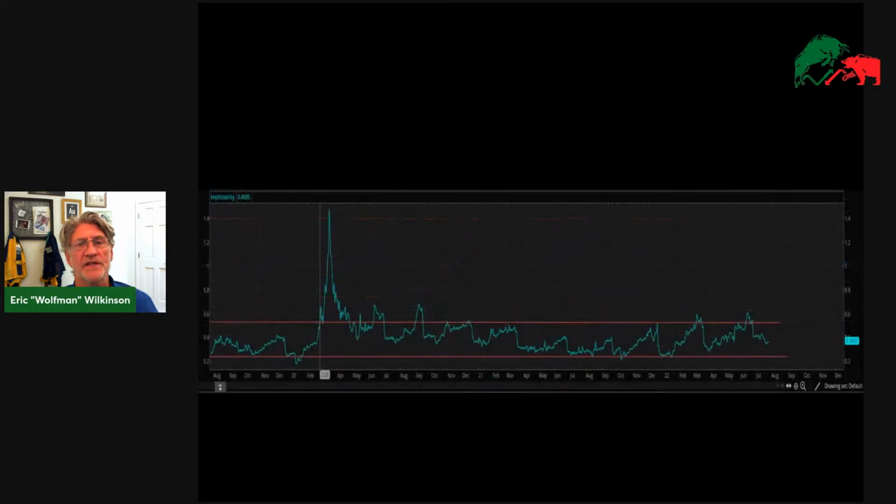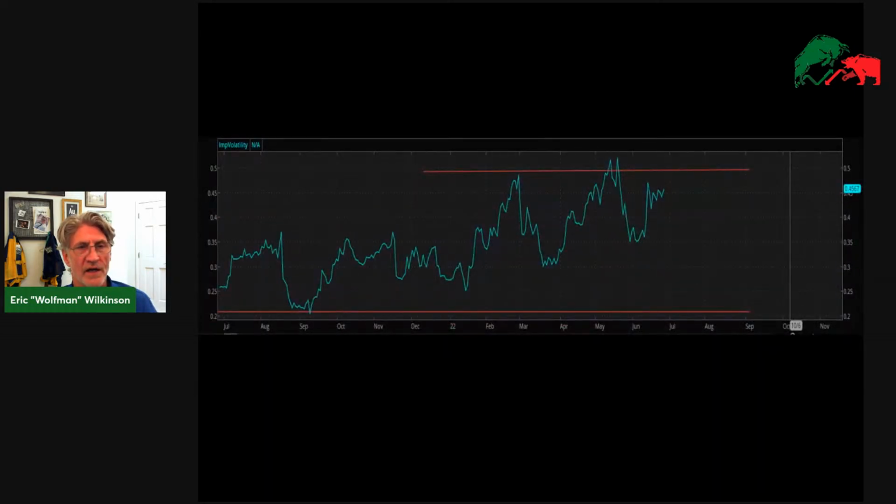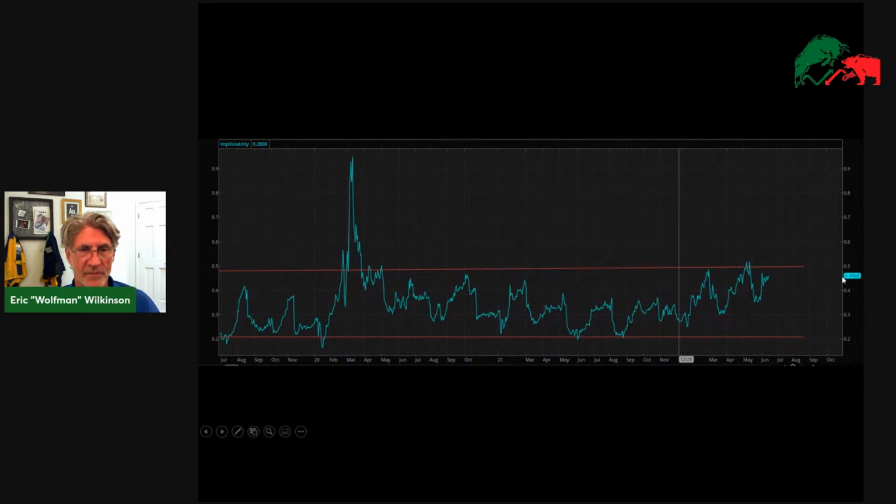We want to look at this particular underlying's implied volatility, this number here, in relation to where it's been in the past. And then basically, folks, what I do is just draw a line right down the middle and try and get it as close to the middle as I can and say, you know what? Here we go. This is your sell zone on options premium, and this is your buy zone.